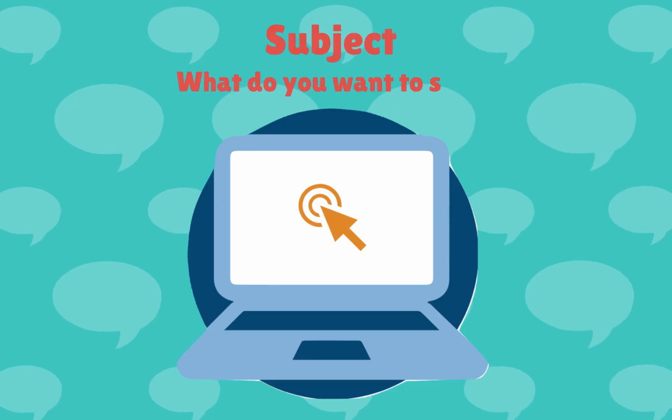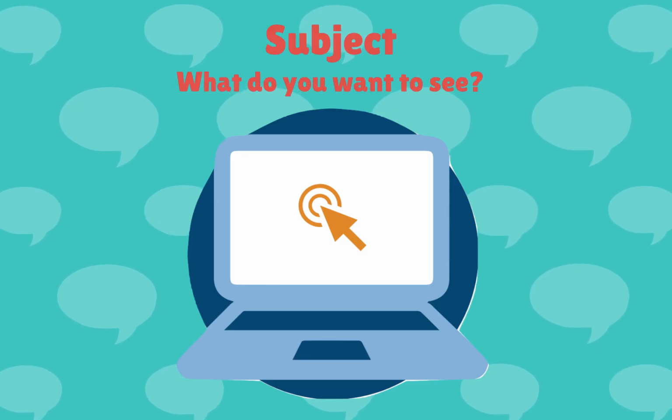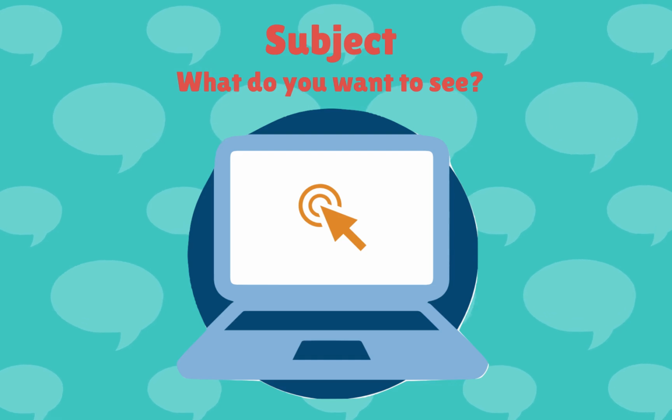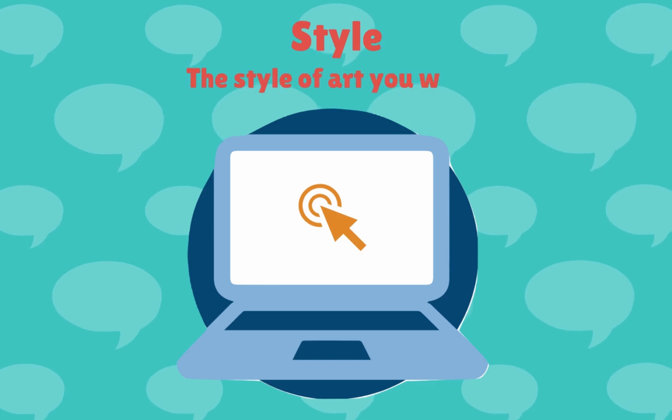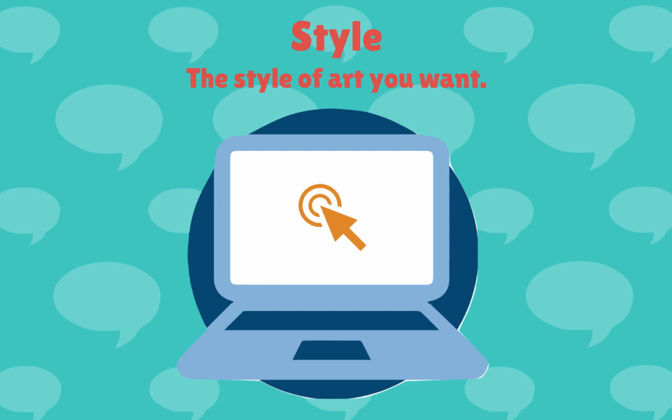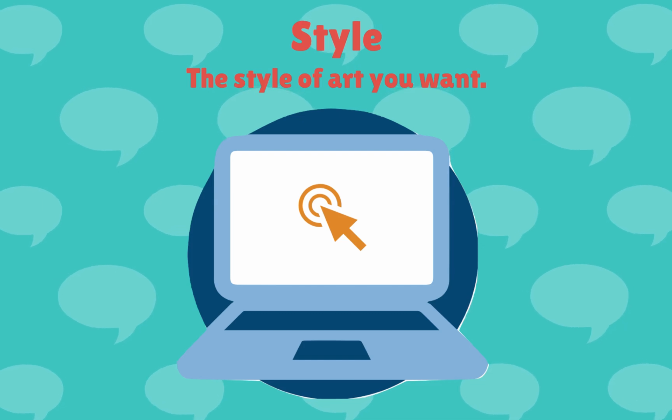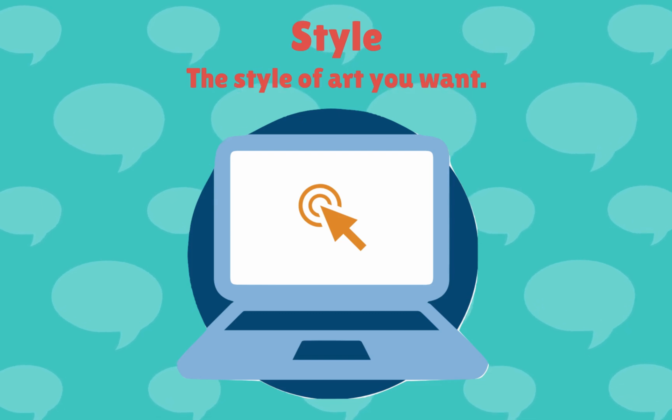Subject: what do you want to see? It can be people, animals, landscapes, or anything else. Style: the style of art you want. Do you want a realistic rendering, an abstract design, or a specific art school like Impressionism or Cyberpunk?